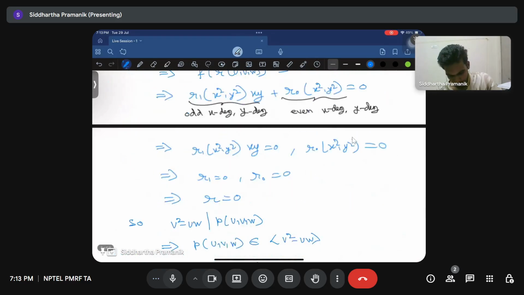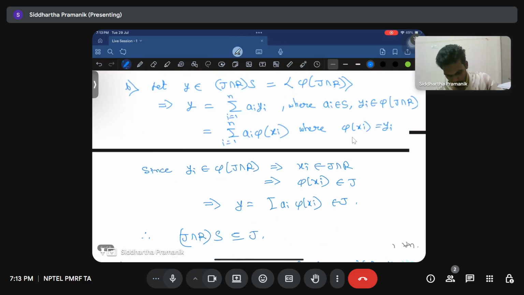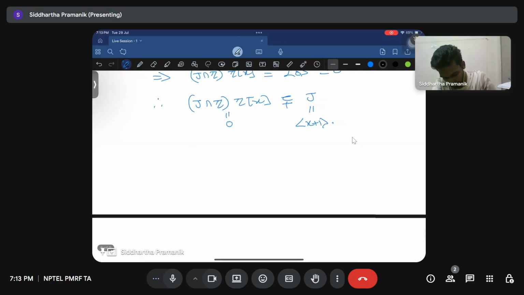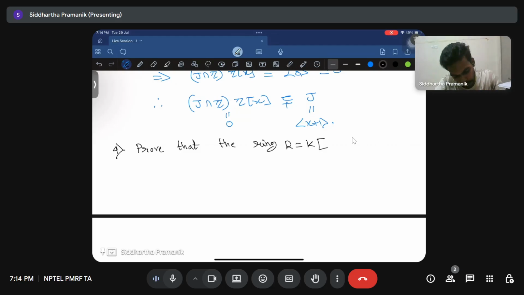So this is problem number 4. Prove that the ring R equals K[x, xy, xy squared, xy cubed, and so on], a subset of the ring K[x, y], is non-Noetherian.